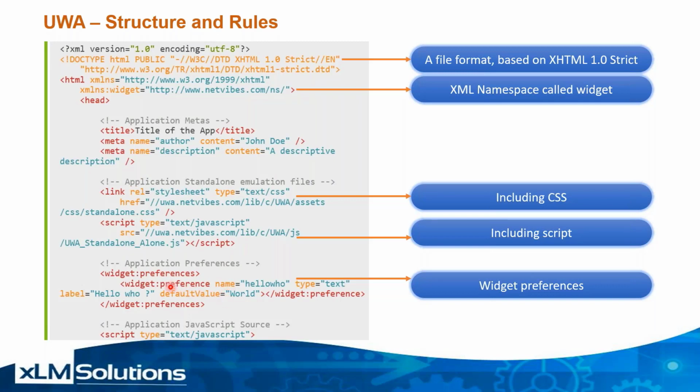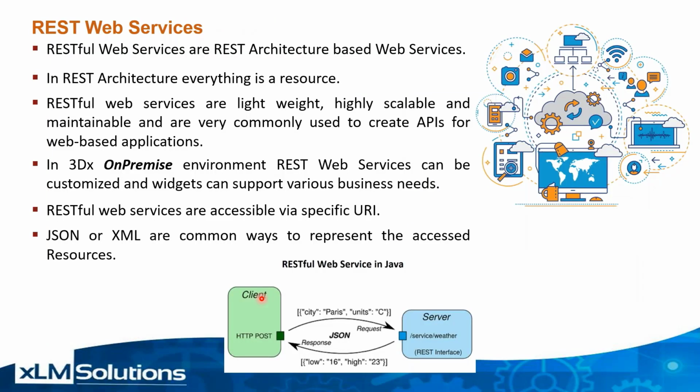The optional stuff I can see here is only the widget preference. Every widget doesn't need a preference. It is an optional component. If you need widget preferences, you can write it. Otherwise, you can skip only this component of the whole UWA structure. So I think some ground rules have been set, and one more technical point which we want to show is the REST web service. Why do we use REST web service?